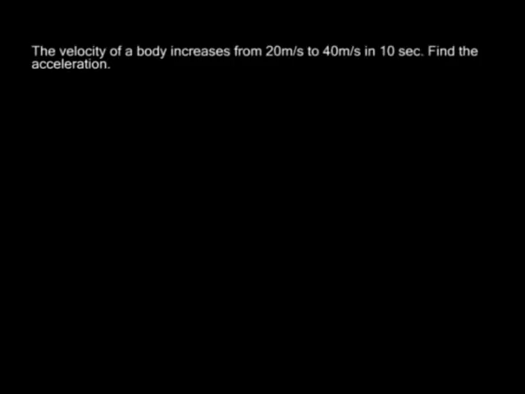Example: the velocity of a body increases from 20 meters per second to 40 meters per second in 10 seconds. Calculate the acceleration. u is 20, v is 40, and t is 10. a is (v - u)/t. 40 minus 20 divided by 10 gives us 2 meters per second squared.